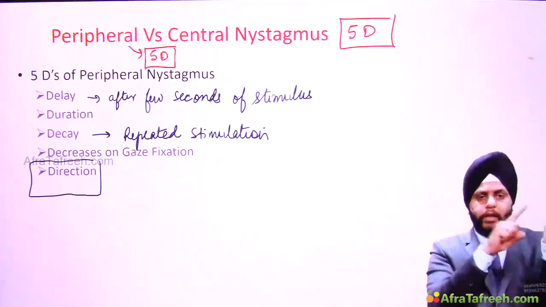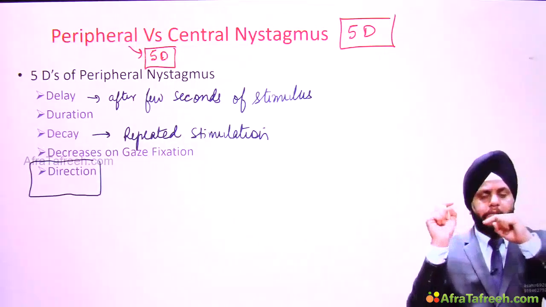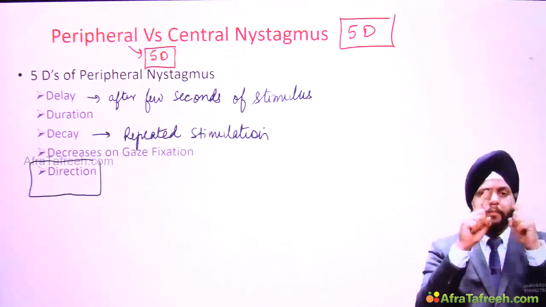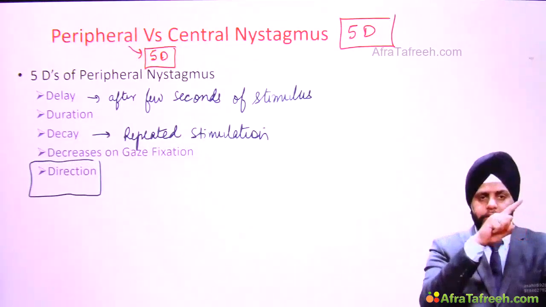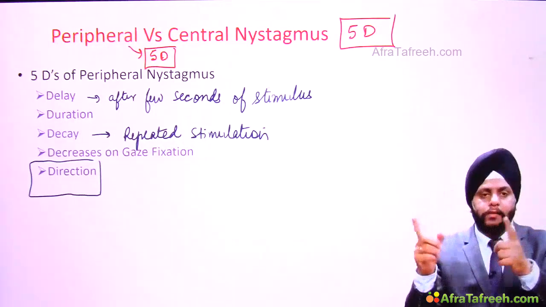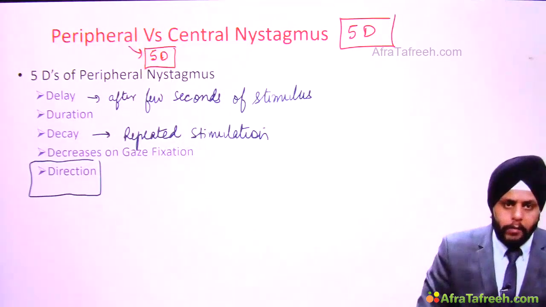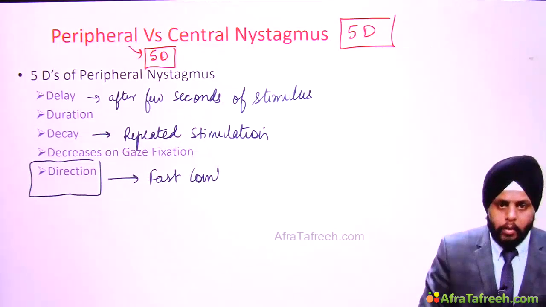Okay. So what do we see? We see that in this peripheral nystagmus, the eyeballs are going towards my left very fast. So there is a fast component. And then they are coming slowly. So there is a slow component. So that means this peripheral nystagmus has two components, a fast component and a slow component.